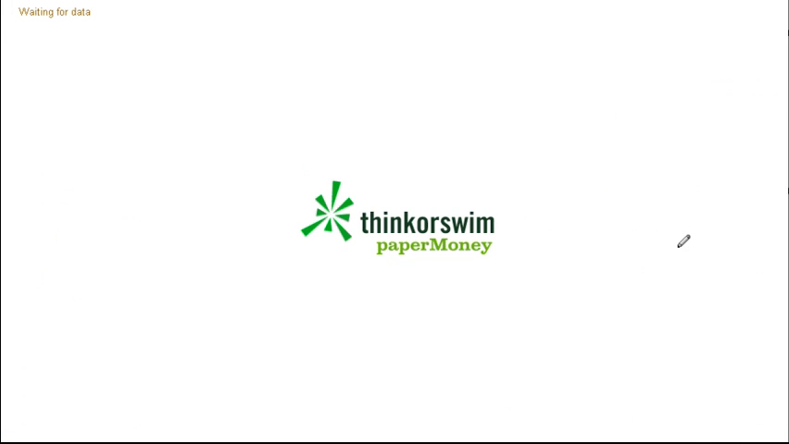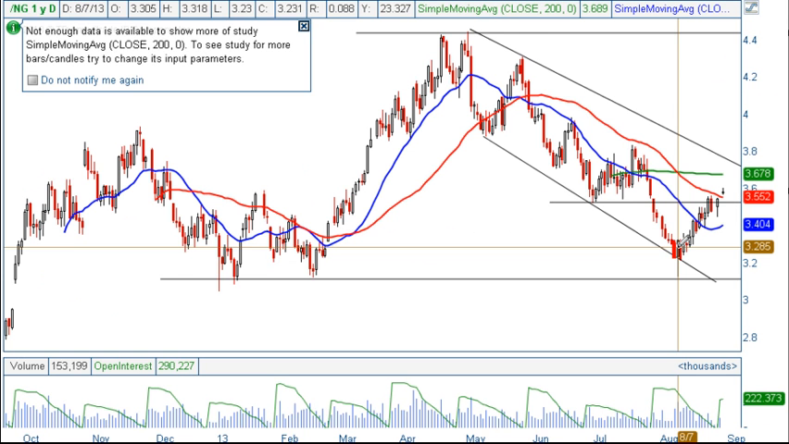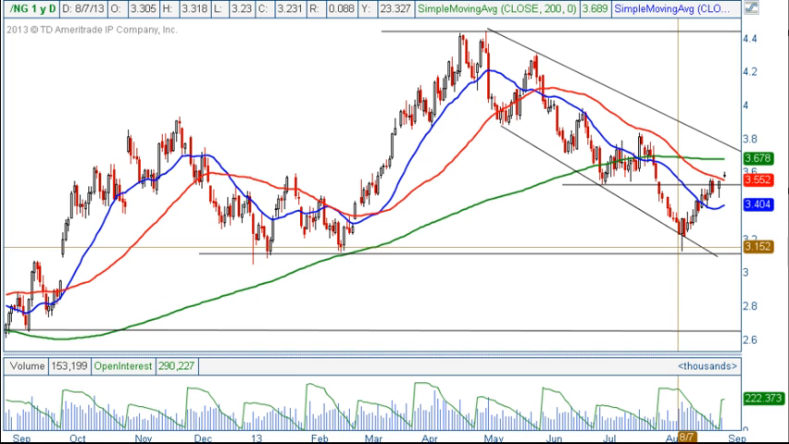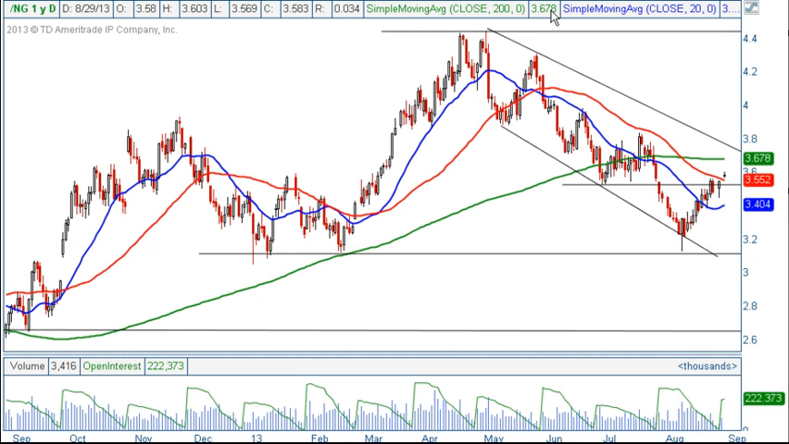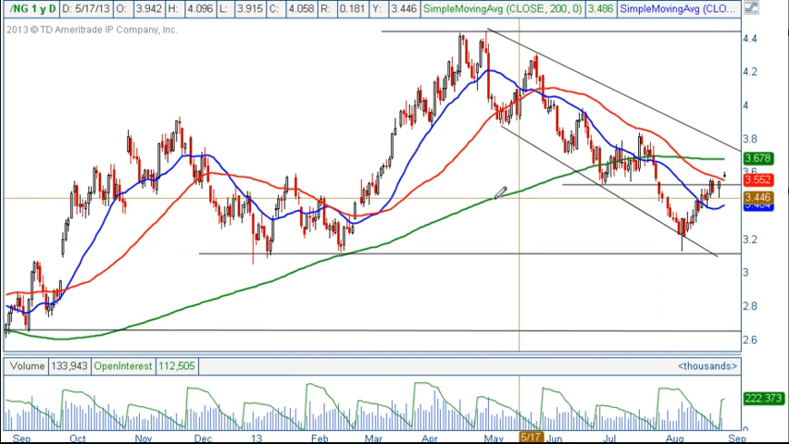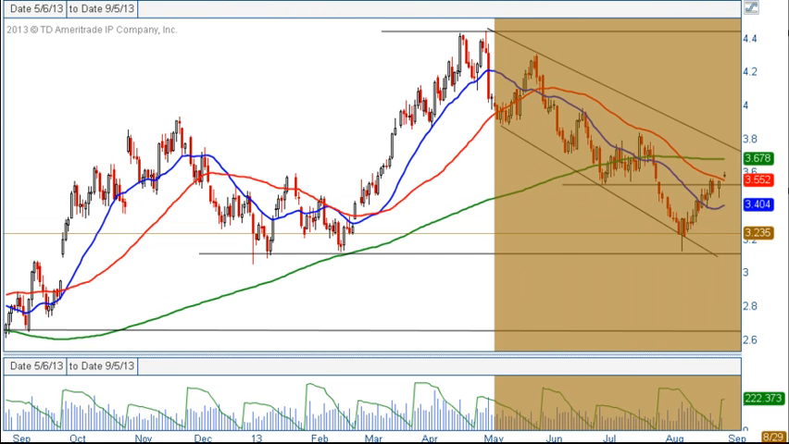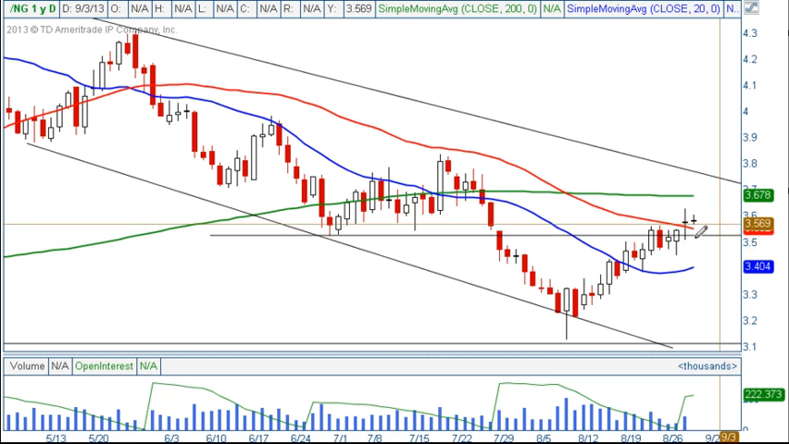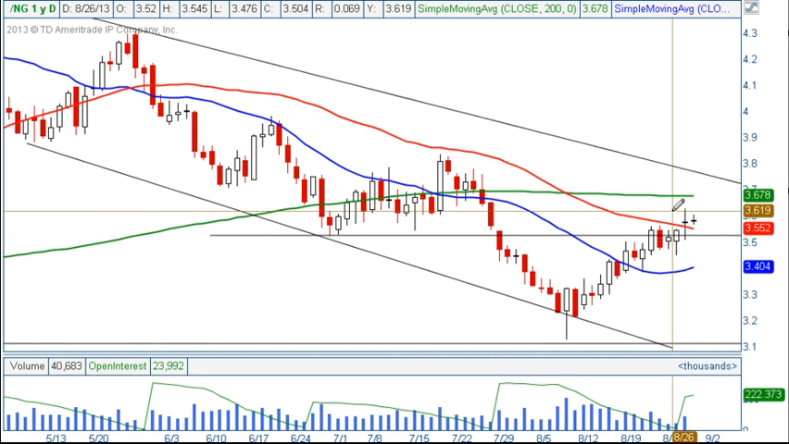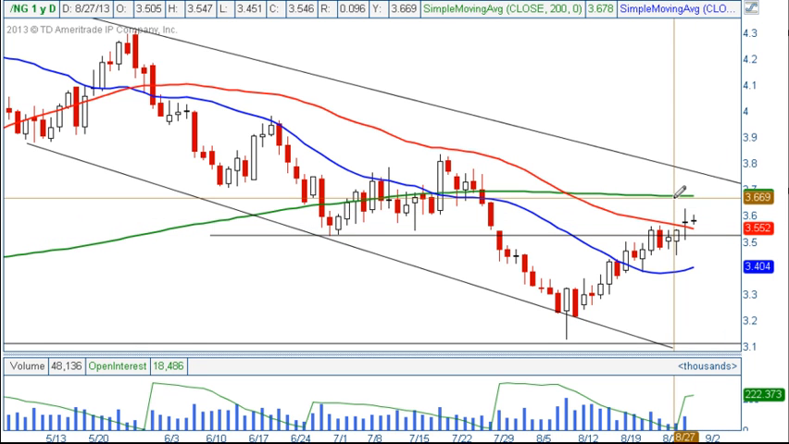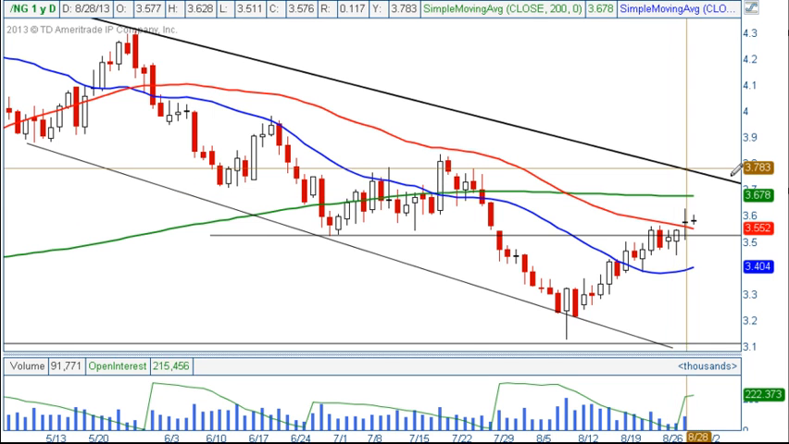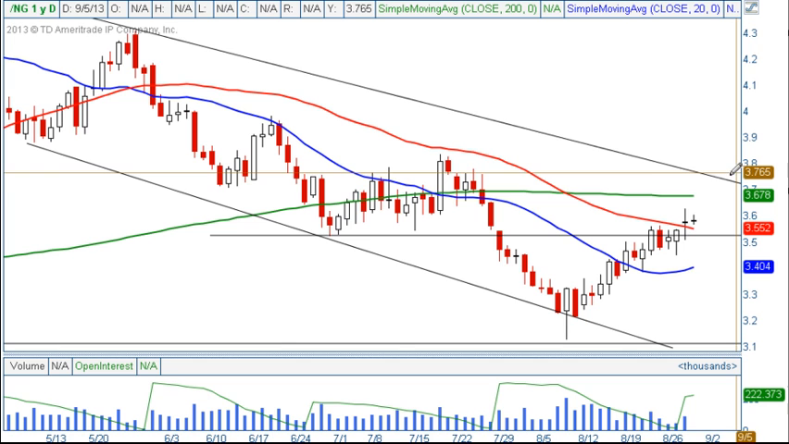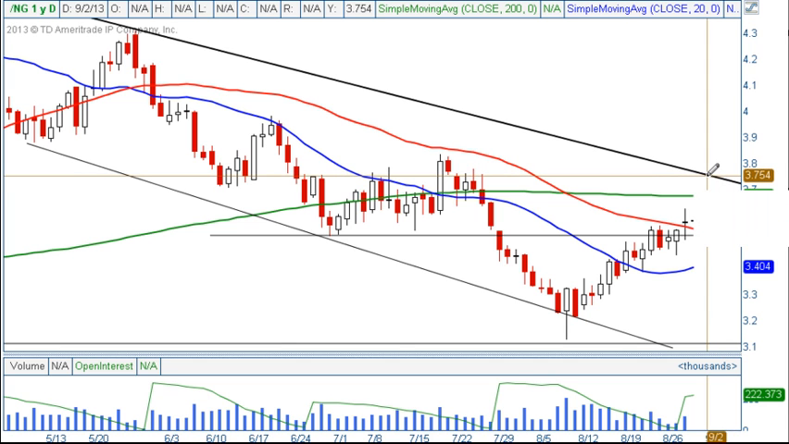Here's natural gas, and natural gas also here recently, I was expecting a bit of a reversal. As we zoom in, it just didn't come. It looked like it was going to come, but price just continued to drift to the upside. 200-day moving average is your resistance at 367. Above that, this descending trend line, and the only way I get super bullish on natural gas would be a breakout that shows some momentum above this trend line.